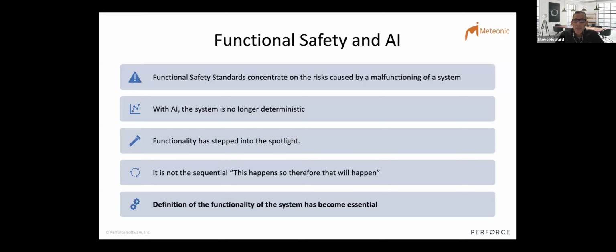So we've moved away from having a known deterministic behavior to having to focus on functionality. We can no longer say, this happens, so therefore that will happen. That is not the case once we move into using AI in our systems. And so the definition of the functionality of the system has really become essential.